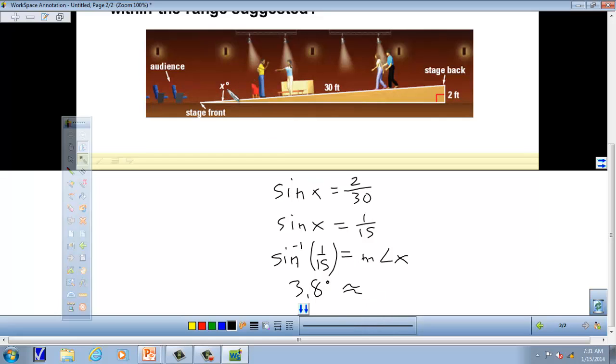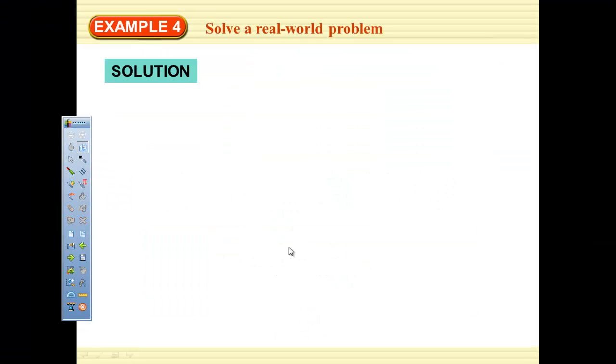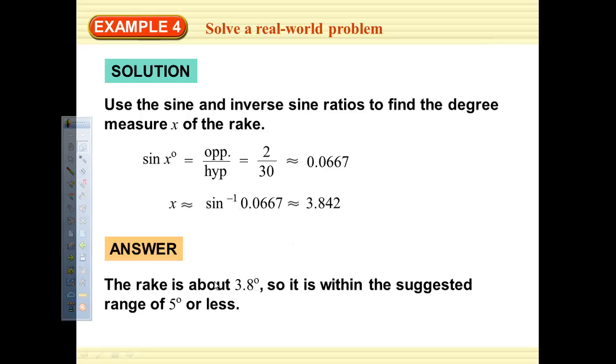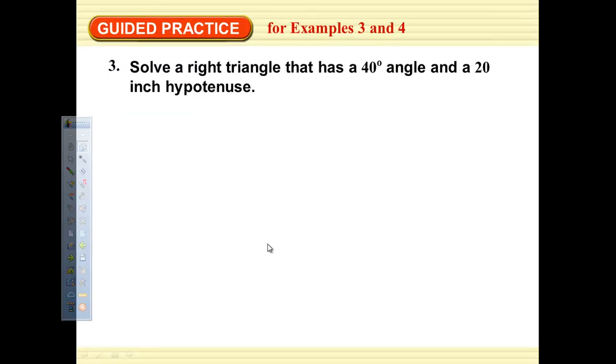Now, if you notice, we want this to be 5 degrees or less, so therefore we know that this is within the boundaries, so we're okay. So again, what we do is we take the sine is 2 over 30. I would just write it as 1 over 15 rather than writing it like this. And so we do the inverse sine of that. We get 3.8. So we end up being okay. So it's within the range. Now we have two more.